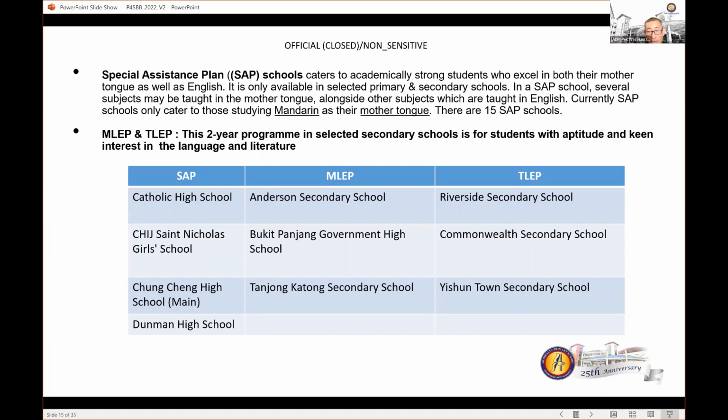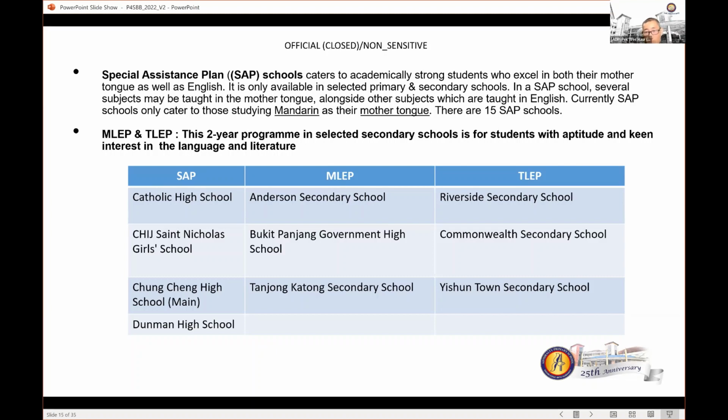Looking at TLEP, Riverside is within our Woodlands community. If not, Yishun Town Secondary in Yishun is another option, and many of our students keep the Yishun schools on their radar screen in terms of secondary school choices, because transportation from Woodlands to Yishun is also not very far. So there are many of our children who are willing to commute to a secondary school in Yishun.